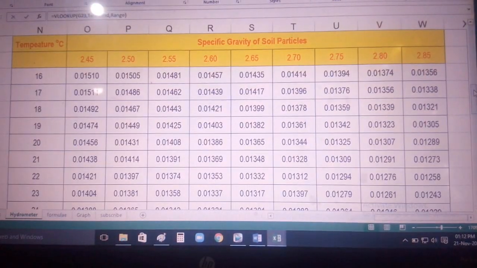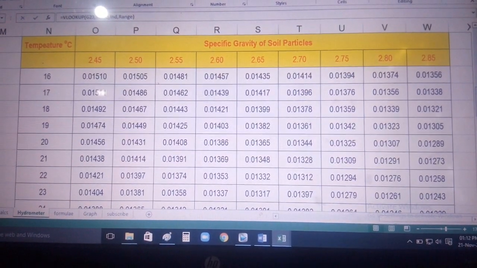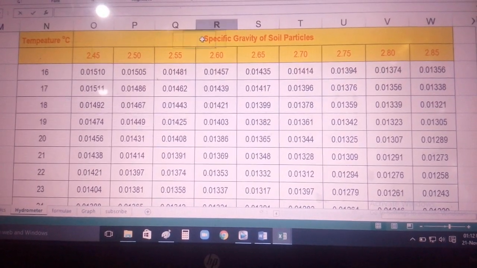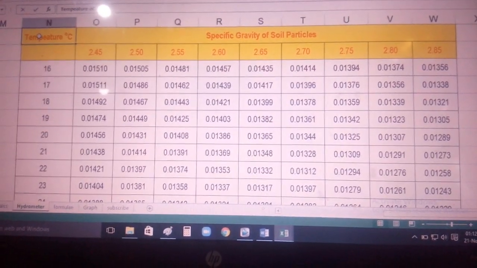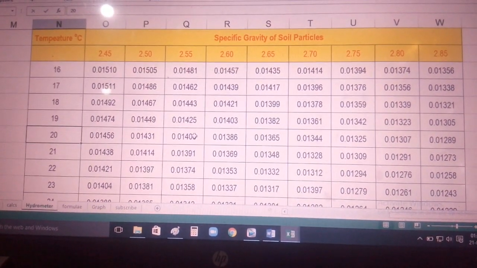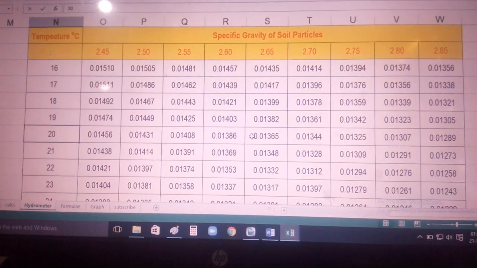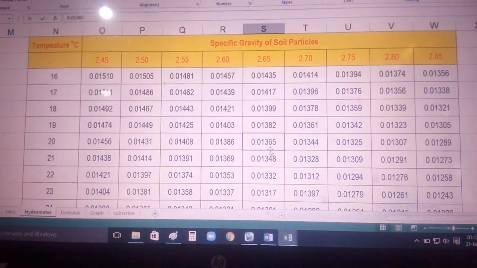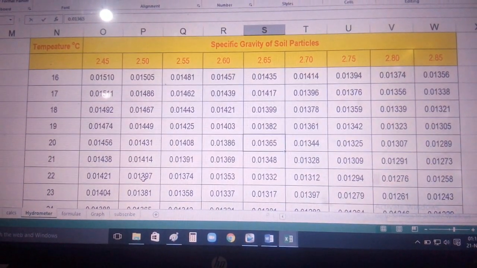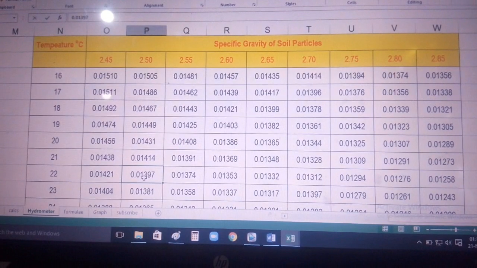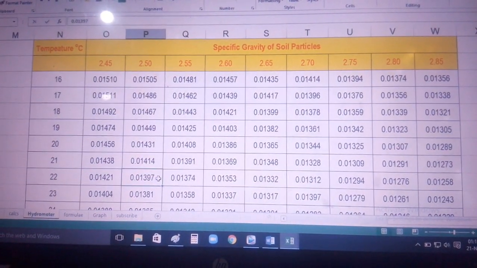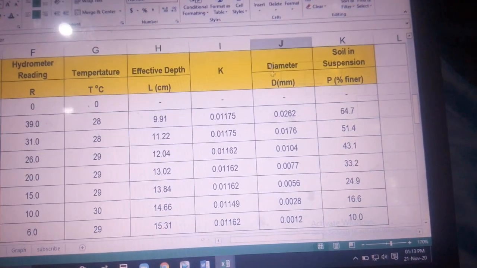Now for K, this is the table which will be used for the determination of the K value. In this table we will get the value of K from the values of specific gravity and temperature. Let's suppose the temperature was 20 and the specific gravity was 2.65, then the value of K will be 0.01365. Let's suppose the temperature was 22 degrees centigrade and the specific gravity was 2.5, then the value of K will be 0.01397.